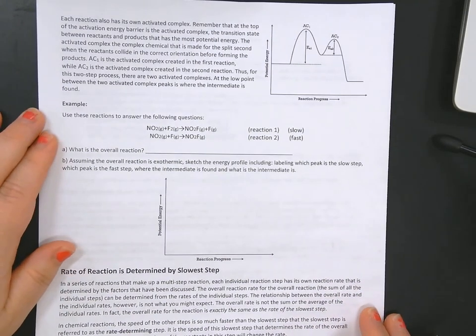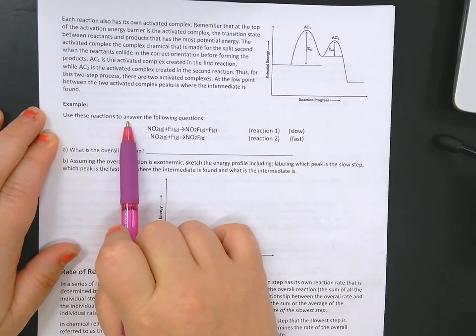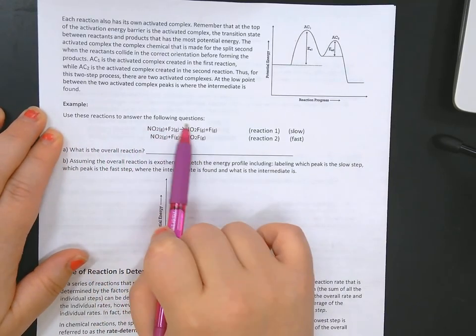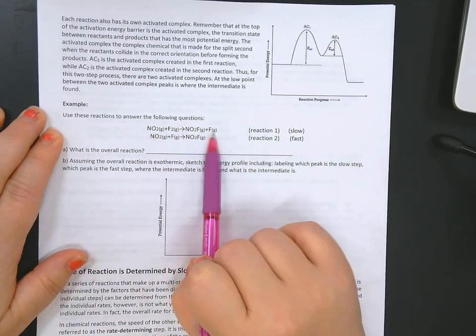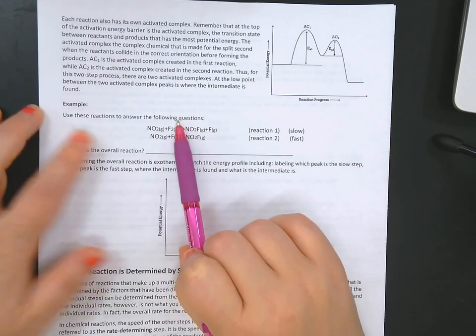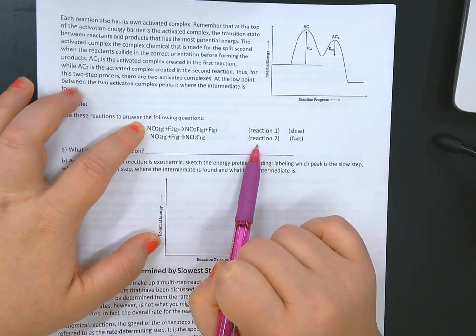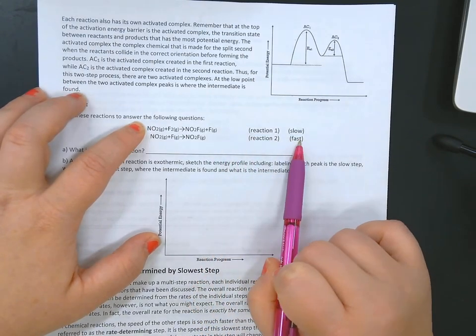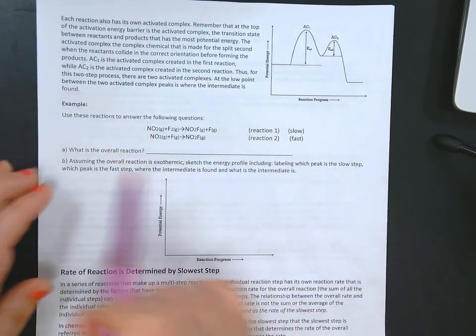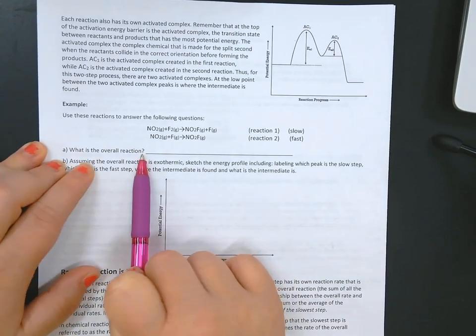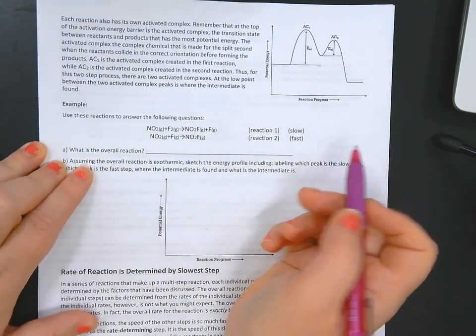So for our first example, it says use the reactions below to answer the following questions. So we've got two chemical reactions. This is a reaction mechanism, so a reaction that's happening in multiple steps. And we can see that there's a slow and a fast step labeled. So the first thing we want to do is it asks to write the overall reaction. So we've been practicing that.